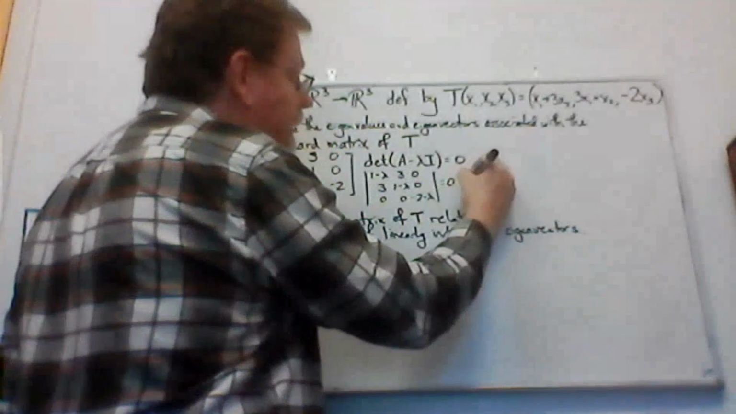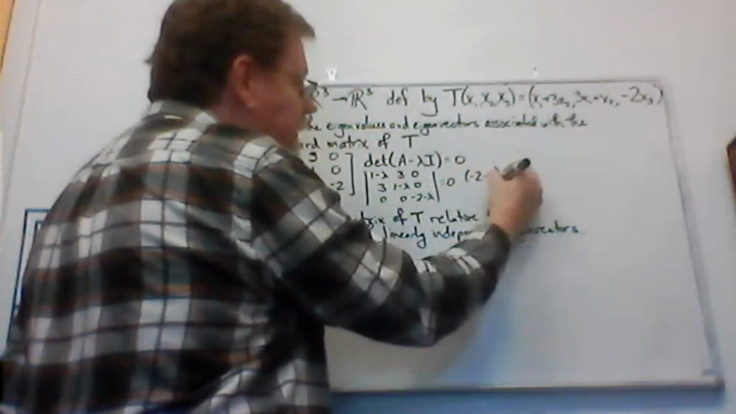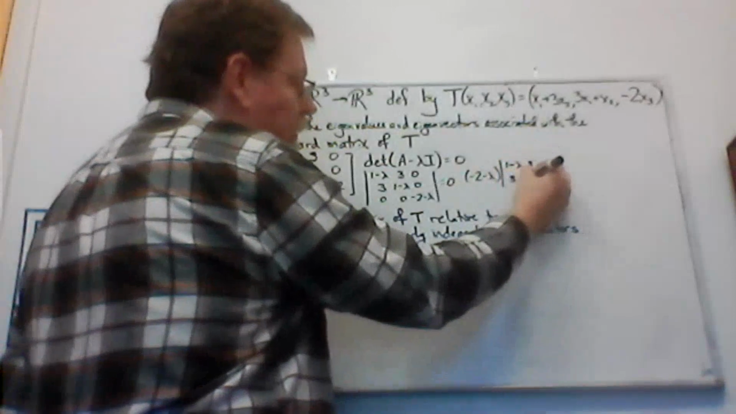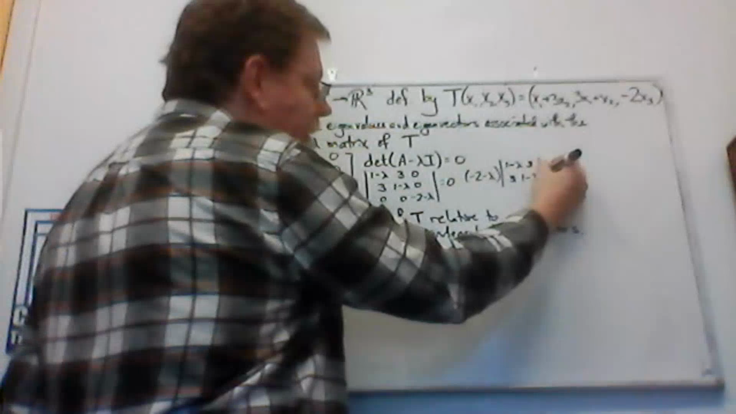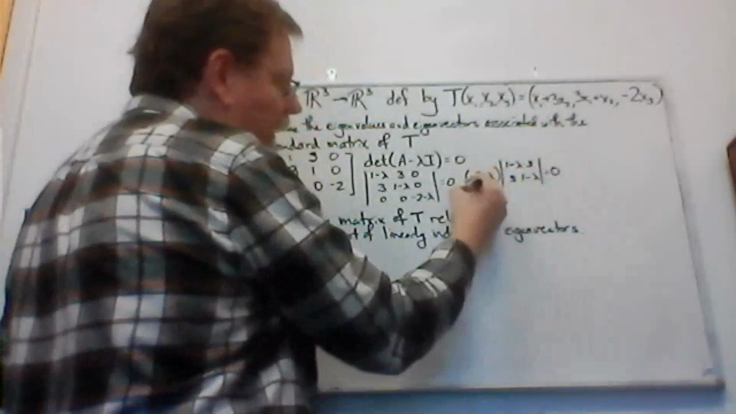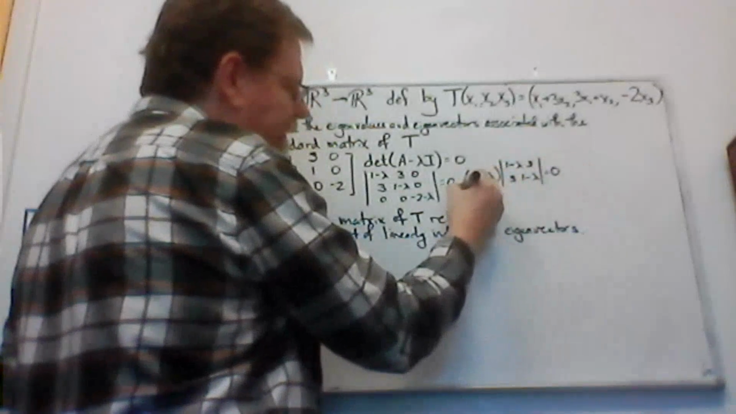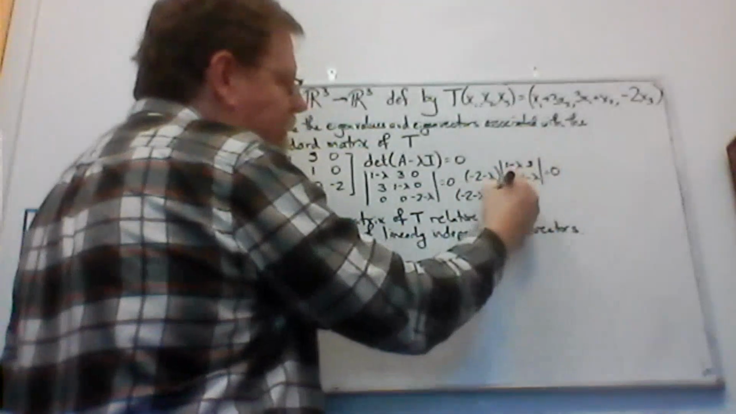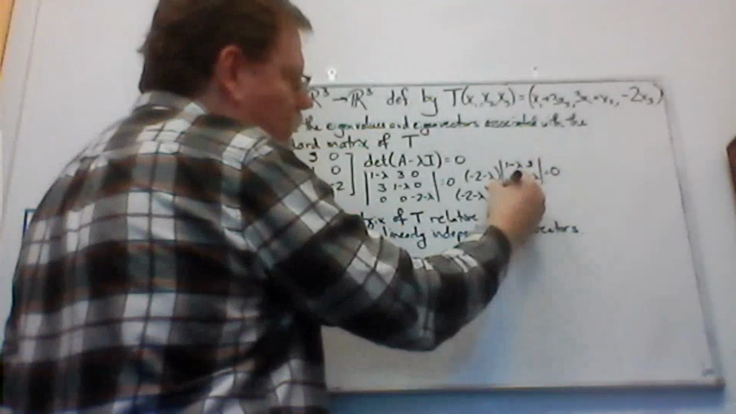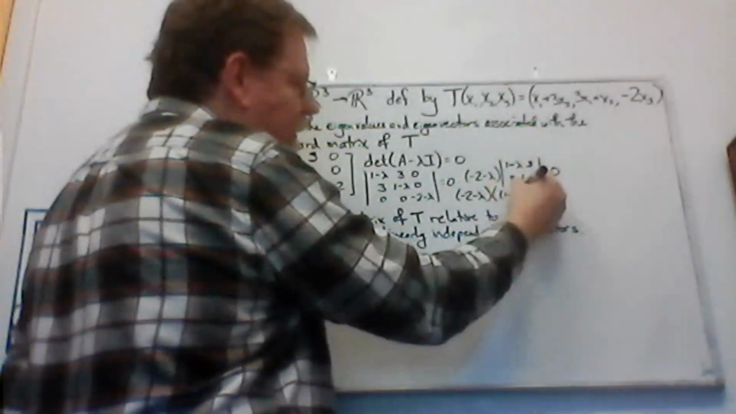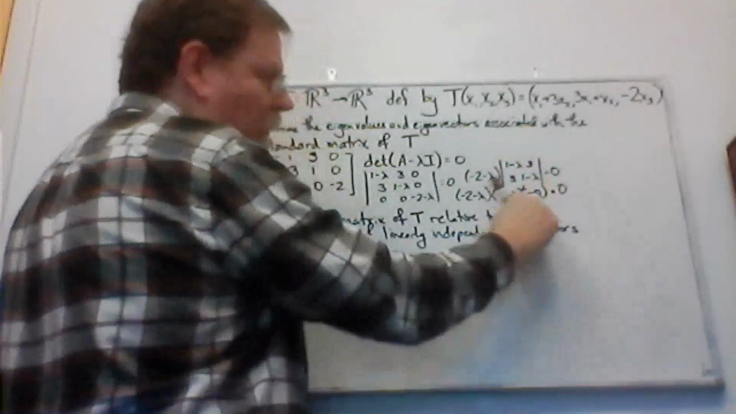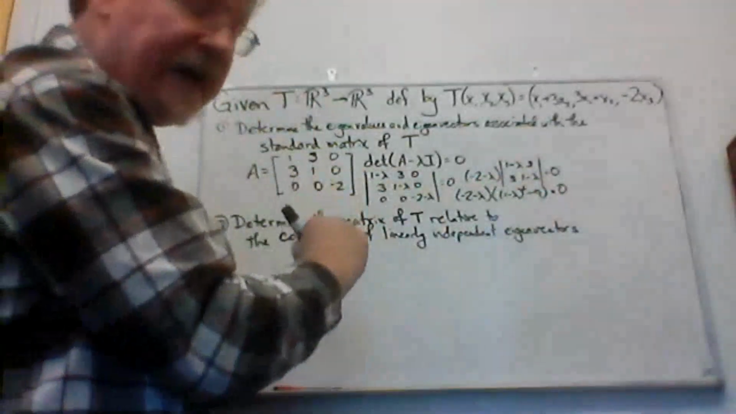So this is going to be negative 2 minus lambda times the determinant of 1 minus lambda, 3, 3, 1 minus lambda. So I can factor, well, I'll leave that as is, negative 2 minus lambda. And then here, this is going to be 1 minus lambda squared minus 9. Well, that's a difference of perfect squares, so that factors nicely.